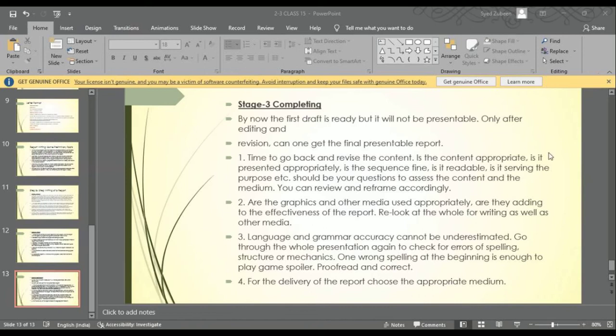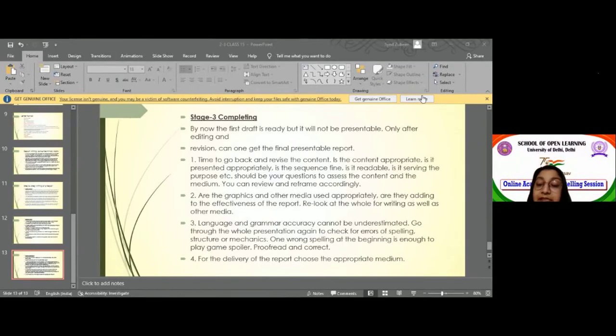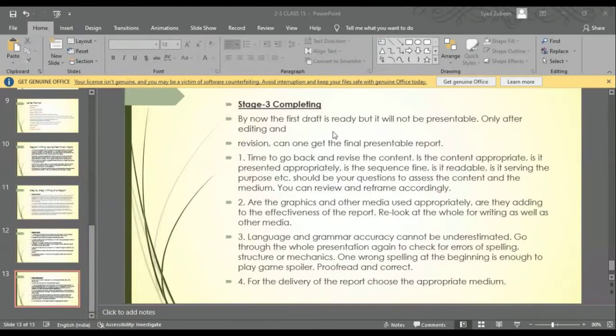So we will go back and have a look at the media and the graphics and the statistics and the data that we have used. Is it appropriate or not? Is it adding to the effectiveness of the report or not? If it isn't, then you can, of course, delete it. You can edit it out. So relook at the whole writing as well as the other media: whatever you have written, is it making sense or not? Are the graphics being supported by the writing, and is the writing being supported by the media that is used or not? Then of course language and grammar accuracy cannot be underestimated.